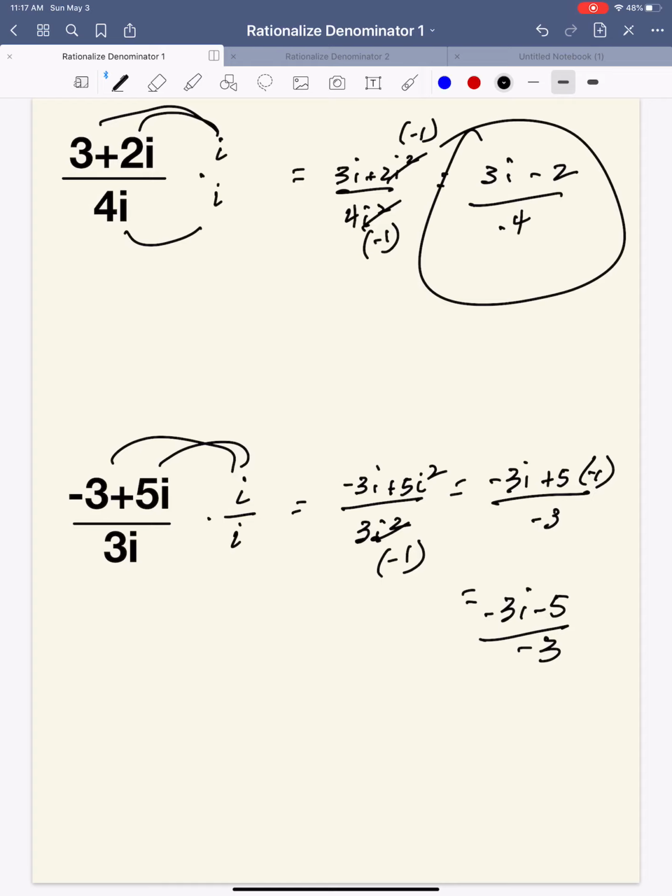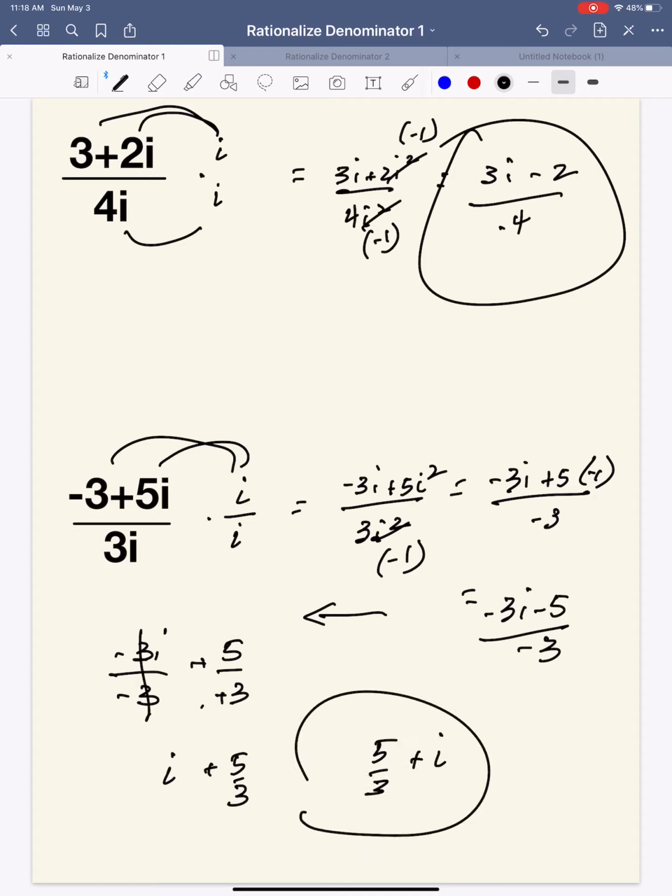Now listen, if you're doing IXL, it's going to ask you to reduce. So this fraction really is negative 3i over negative 3 minus 5 over negative 3, because this, if you reduce it, will come out to be just i, right? And that's going to be plus here, plus 5 over 3. And in a plus bi form, it's going to be 5 over 3 plus i. And that's your answer.